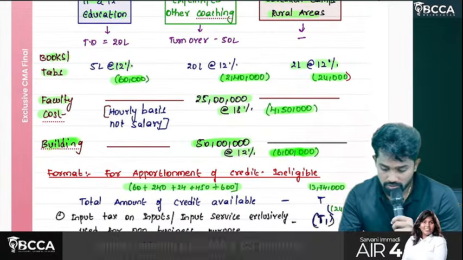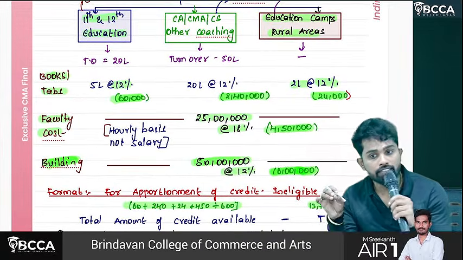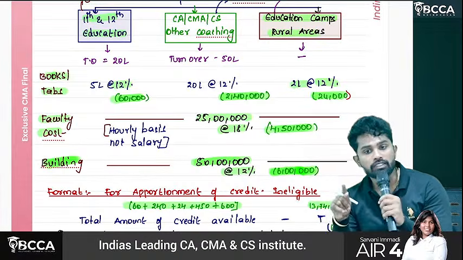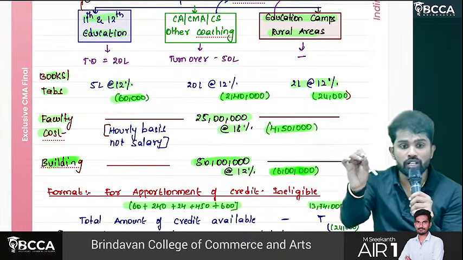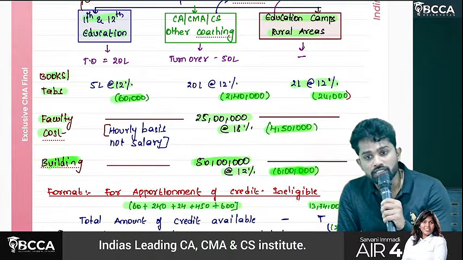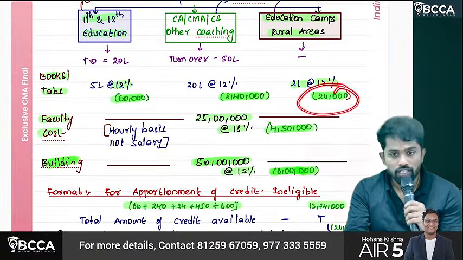How much? 13,74,000. So the total ITC available is how much? 13,74,000. Okay. From this, first we'll subtract ITC which is exclusively related to non-business. How much is exclusively related to non-business? Exclusively non-business related, sir, 24,000. We're going to subtract this.